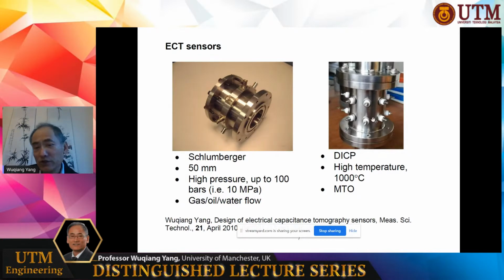On the right, this is a high temperature sensor. I work with the Chinese Academy of Science. They have a big project to convert coal into gas, into oil, and then into plastics. This is a bigger project. For this project, they need to deal with high temperature. This sensor can deal with 1,000 degrees. This is a very high temperature. MTO, this is methanol to olefin. That is their work. For the sensor, I published a paper in 2010. Now this paper has been cited 340 times.